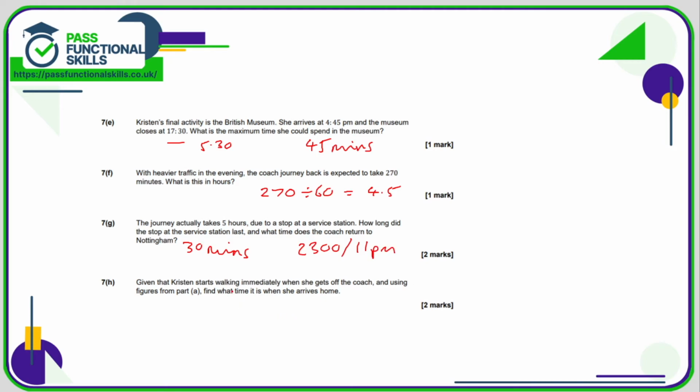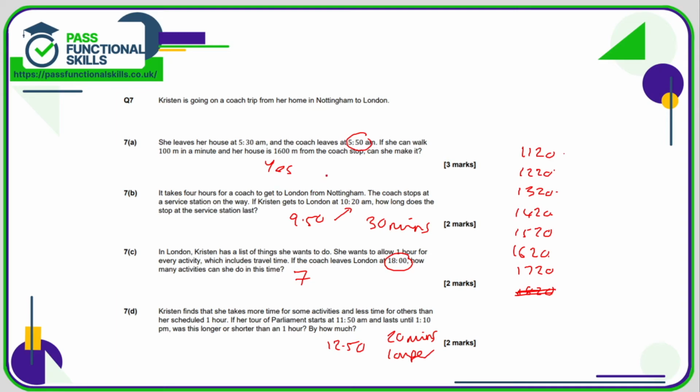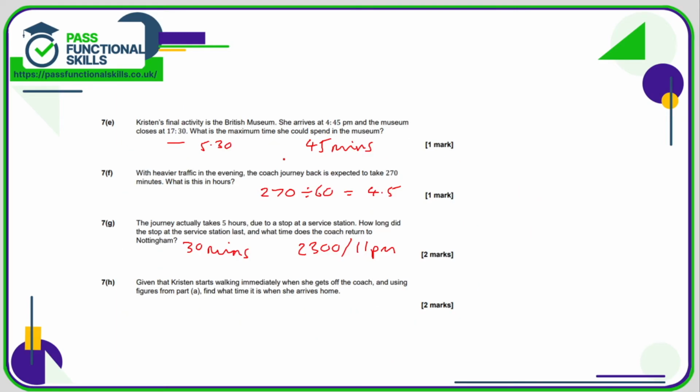And given that Kristen starts walking immediately when she gets off the coach, and using the figures for part A, find what time it is when she arrives home. From part A, we remember, we didn't actually write it down, but it was 16 minutes. So all we need to do is add 16 minutes to 11 p.m., and that is 11:16, or 23:16 if you're giving a 24-hour clock time.